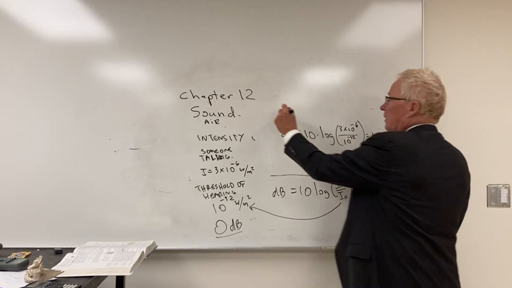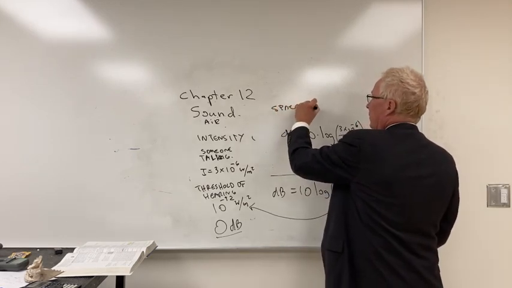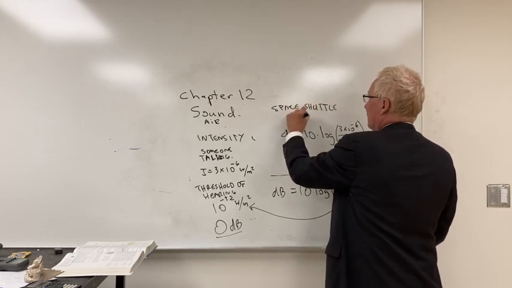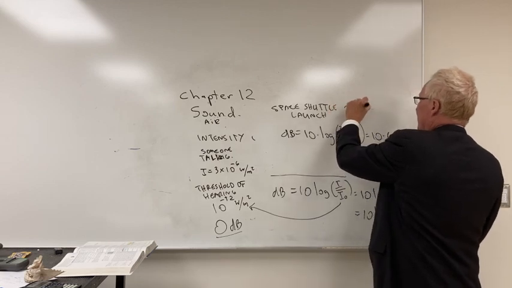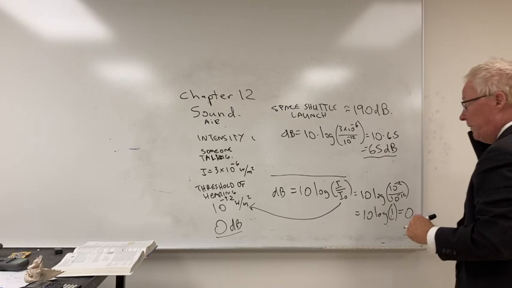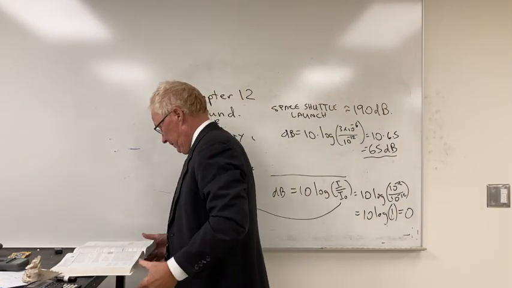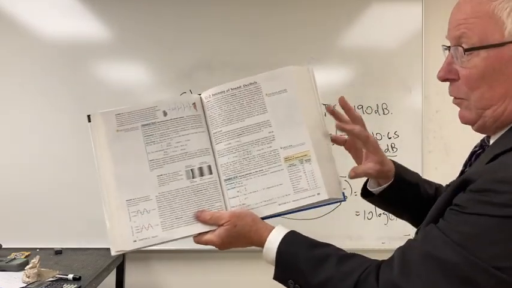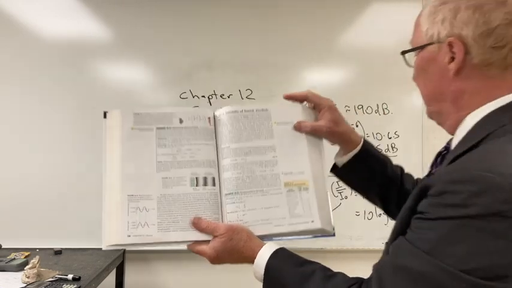For the space shuttle launch, you can try it yourself. This turns out to be on the order of 190 dB, so very high. Table 12.2 has some other examples related to intensity and sound.